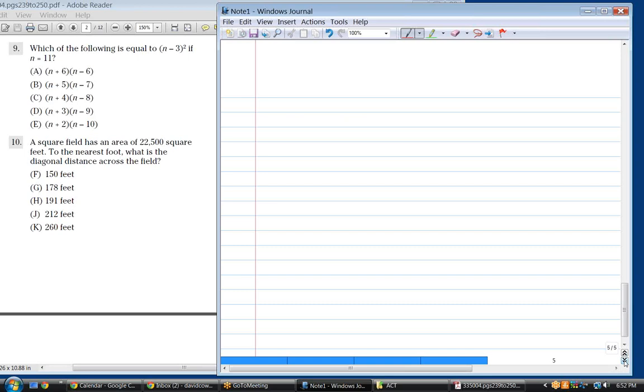n is equal to 11. Oh, that's a difficult question. I don't understand exactly what it wants you to do here. Does it want you to substitute in 11? One of these expressions is equal to n minus 3 squared when n is 11. Oh, no, I get it. So what is n minus 3 squared? 64. So which of these answers is equal to 64 when I substitute 11 for n?